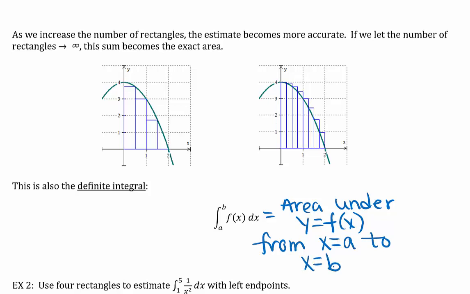Just as a side note, where the notation comes from, the integral symbol is kind of like an S for sum, and it's basically saying you're adding up the function values, which is the heights, and you're multiplying that by dx, which is actually the width of the rectangles. So just as a side note, that's where that notation comes from.